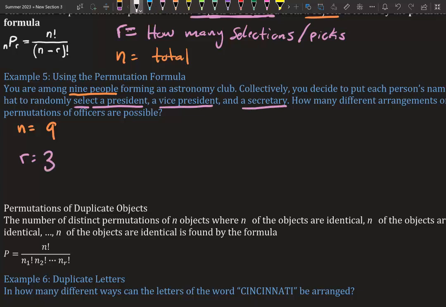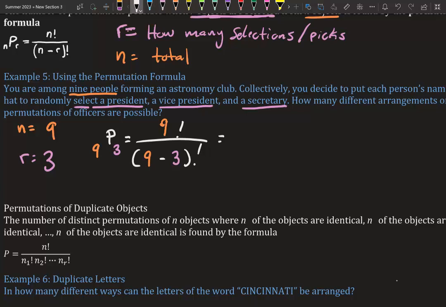So let's plug it into our formula. Remember, if we're using a formula, it's a template. So let's fill out the template. We have blank factorial over blank minus blank factorial. So we have n, which stands for 9, and then we have r, which stands for 3. Now, go to your announcements and look up how to do this with your calculator if you have one. It's so easy. But I'm going to show you also how to do this by hand.